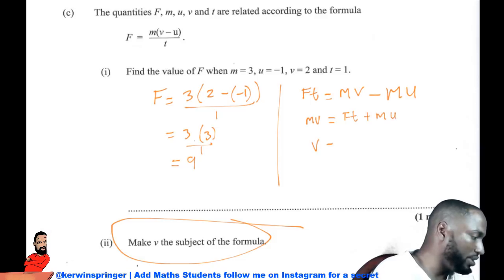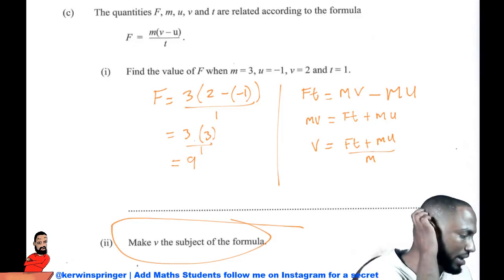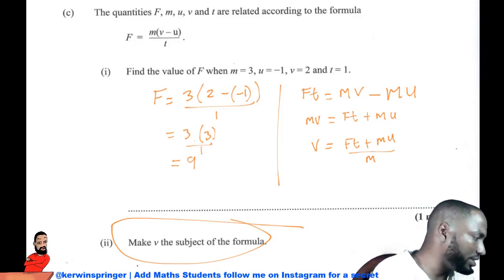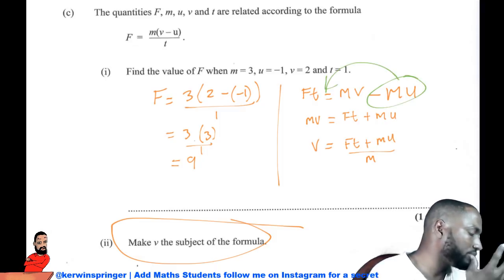Where was I? So this is Ft plus Mu. And then V would be equal to Ft plus Mu over M. Are we making this subject of the formula again? V, yeah. So it's plus, it's not minus, it's plus. Because when this comes across, it will be plus, right? Elisha, good to see you still here. I just swap it one time now. So that's the answer there.